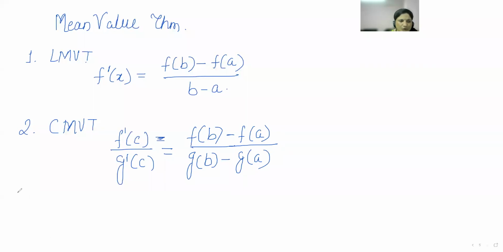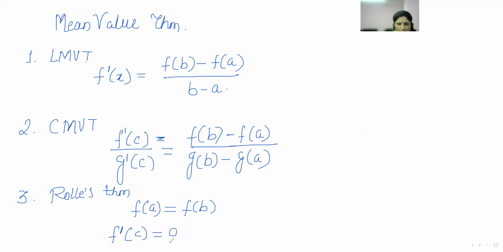And Rolle's theorem: if f of a is equal to f of b, then there is a point c such that f dash of c is equal to 0. That is the whole statement. Yes. Okay. Now after this, we are going for expansion of functions.